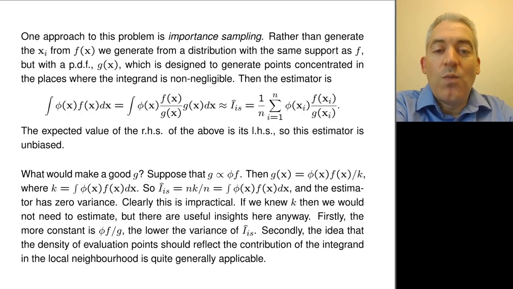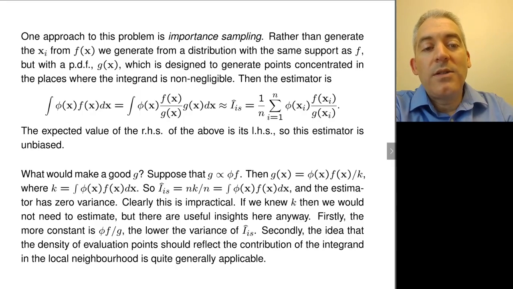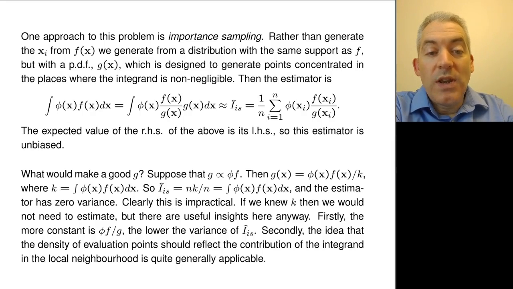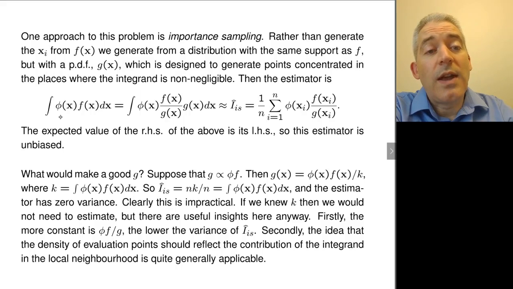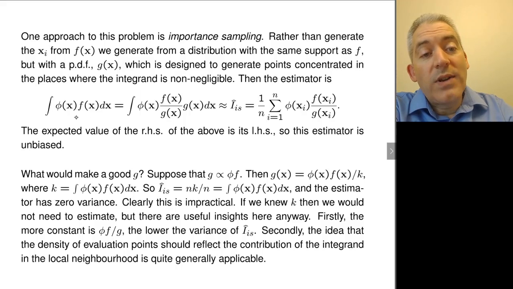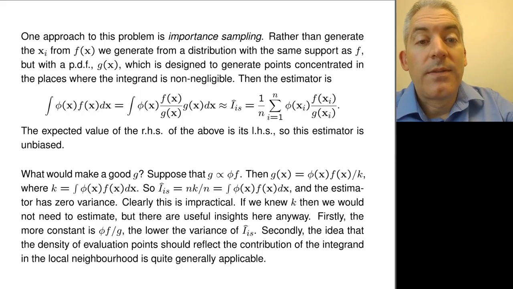Now, of course, typically you won't be able to do that, but what you can do is basically choose g to make phi f over g as flat as possible, as constant as possible, and that will lower the variance of our importance sampling estimator. So that's the intuition. You try and think about this product phi f, think about where it has mass, and choose your importance sampling function g to mimic that, and that will then give you an importance sampling estimator with low variance.